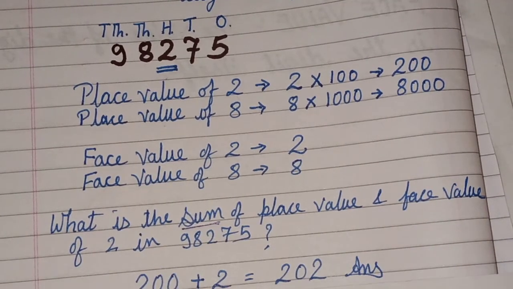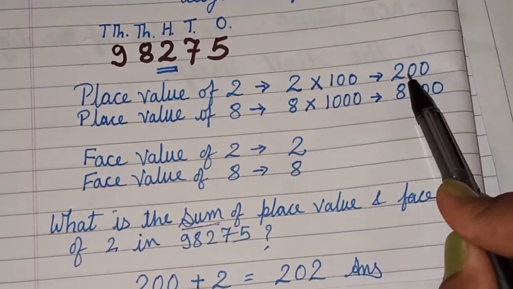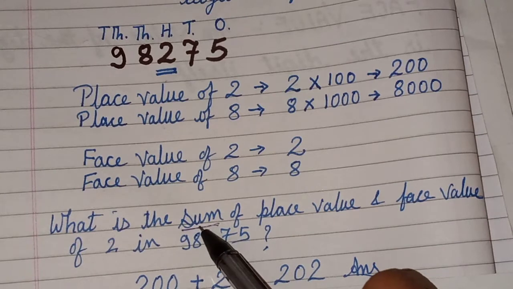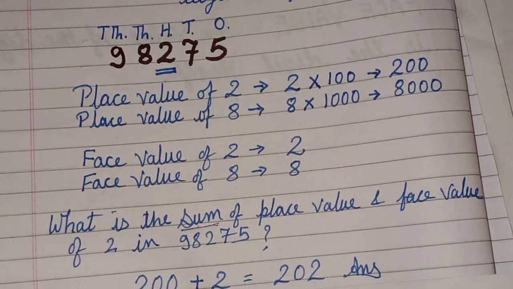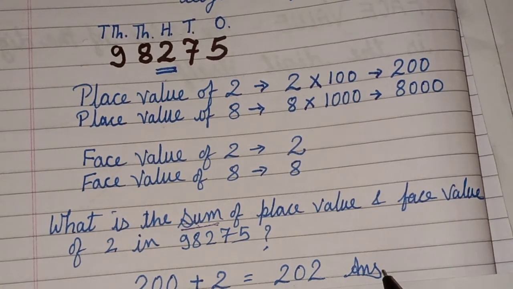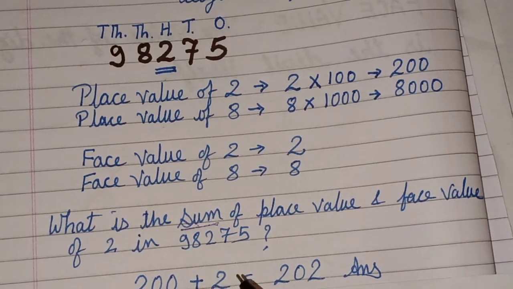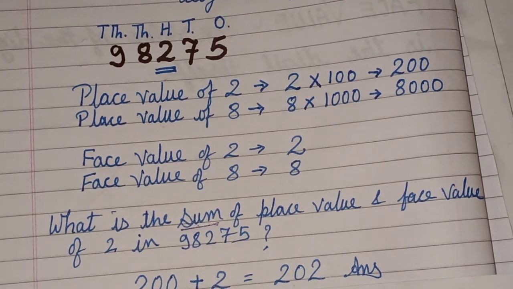The place value of 2 in this number is 200 and the face value of 2 is 2, and since we want the sum, we will add them up. Place value plus face value of 2 in this question: 200 plus 2 is 202. So the sum of the place value and face value of 2 in the number 98,275 is 202.